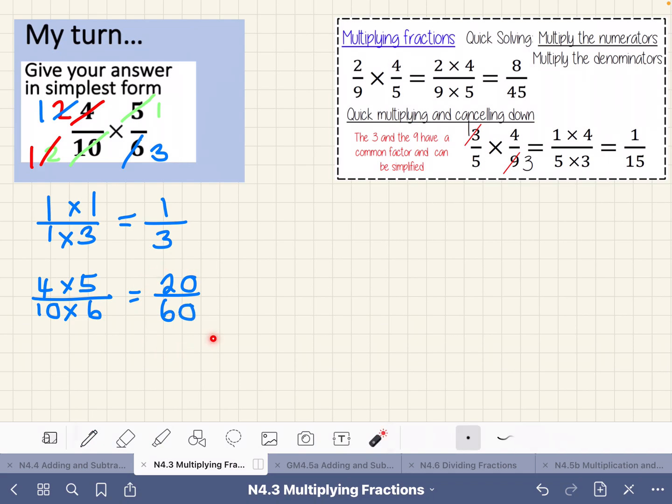However, at this point, this is not in simplest form. Therefore, you would then go on to simplify your answer by dividing by 20 and dividing by 20 to give you a value of 1 over 3. Same answer, different methods. Have a go on the next question.